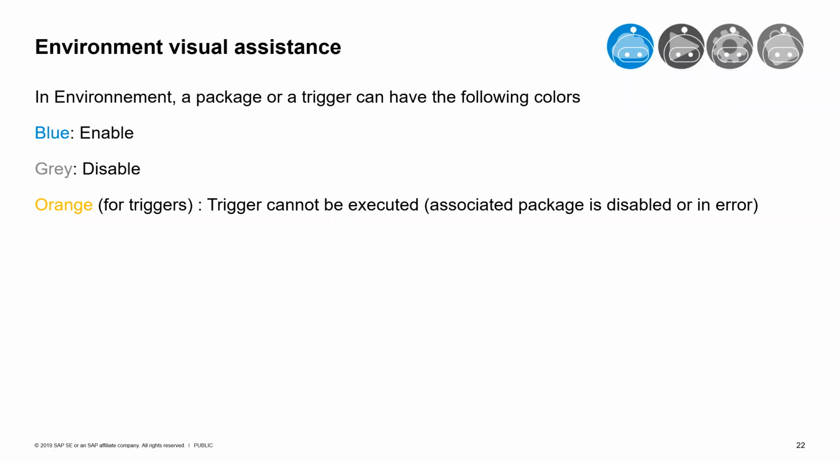Previously this was not there. You would always have to wait for some time to see whether the trigger is executing or not, and you had to find out why it is not executing. There was no visual indication. Now this has improved a lot. At the moment you create a trigger, you will know whether it will execute or not.